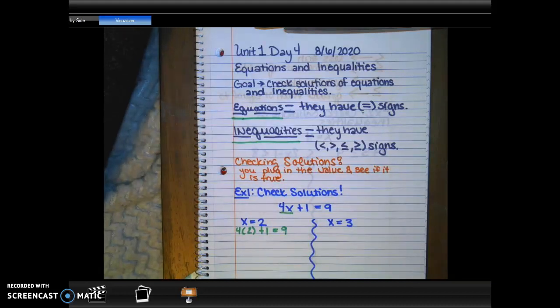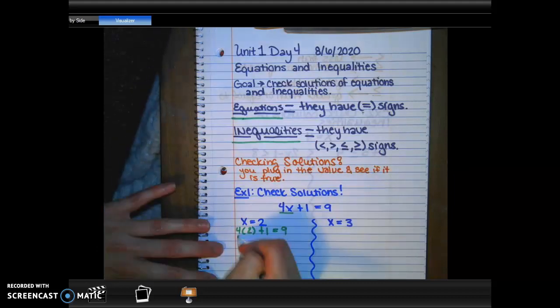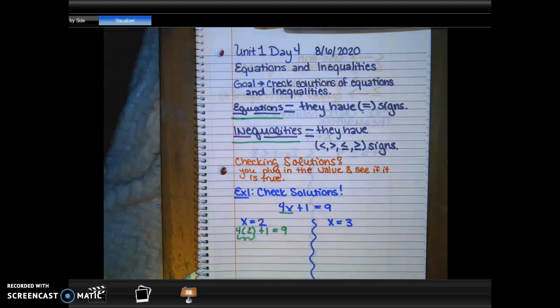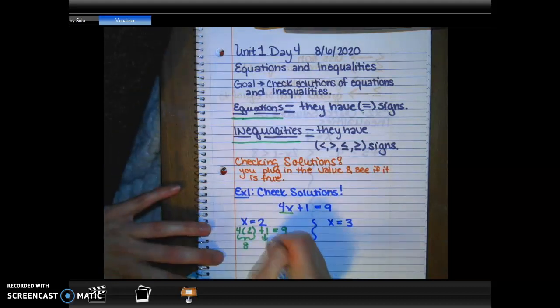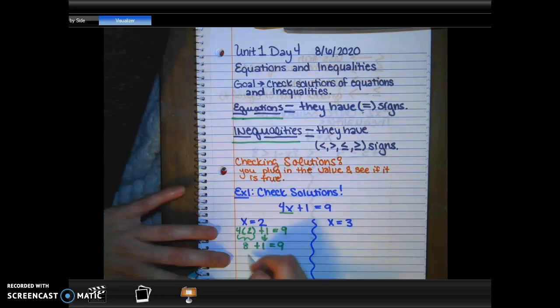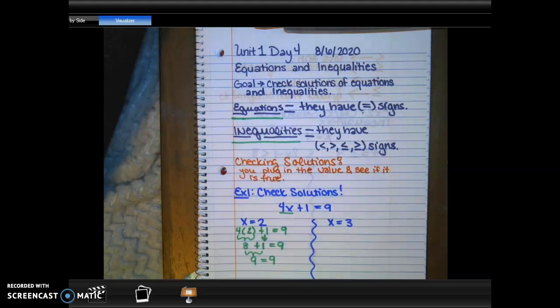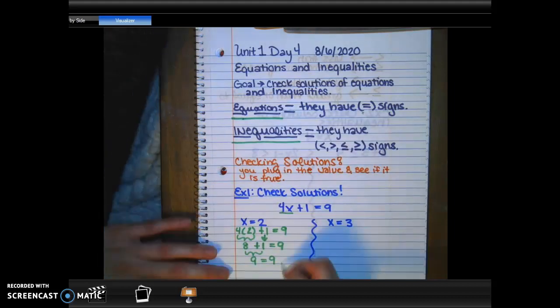So now let's go ahead and solve. Remember, we're going to be using our PEMDAS. Please excuse my dear Aunt Sally. Parentheses, exponents, multiplication, division, addition, or subtraction. All of it starts to build on itself, okay? So we're going to start with our multiplication. We have 4 times 2, which is 8, plus 1 equals 9. So let's keep going with our addition. We have 8 plus 1, which is 9, equals 9. This is considered a true solution because it ends up being true. 9 does equal 9. That is true.